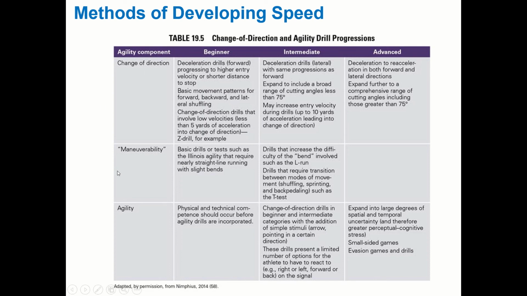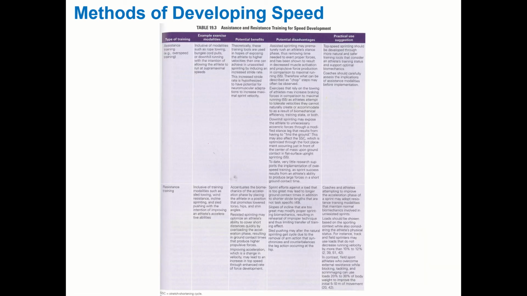Agility drill progressions. They draw some distinctions between change of direction and maneuverability. I don't know that it's necessary that you know that, but you'll see maneuverability in some of their charts. I think just that one. I talked about stride length, stride frequency. So here's overspeed training. You'll see things like bungee cord pulls, downhill running, some of the stuff I mentioned earlier on this slide, and then resistance training. So towing, incline sprinting, sled pushing, etc.